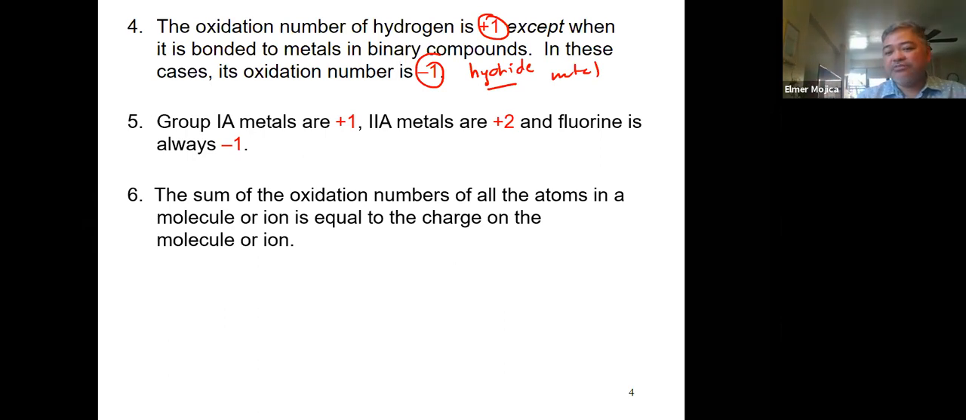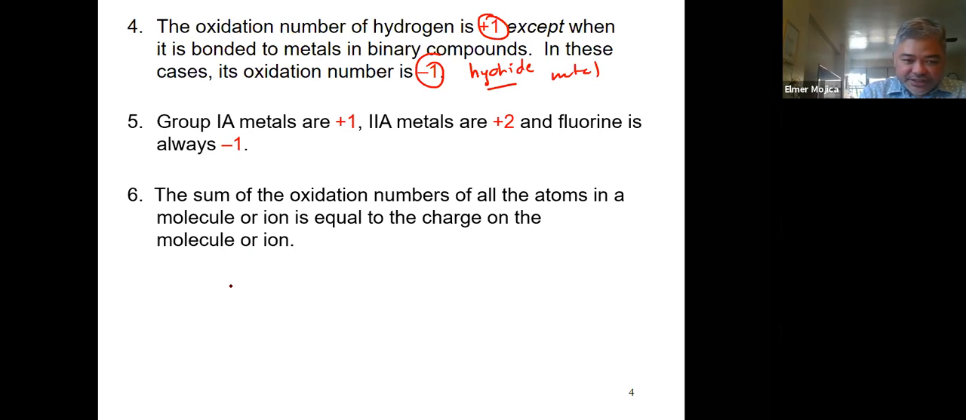And then the thing that you need to remember: whatever the sum of the oxidation numbers of all the atoms in the molecule or ion, that is equal to the charge of the molecule or ion. So what does it mean? Some elements have a fixed oxidation number. Some elements have more than one oxidation number. Oxygen can have more than one oxidation number. Oxygen will always have -2 and what we call -1. So all you need to do is look at the charge.